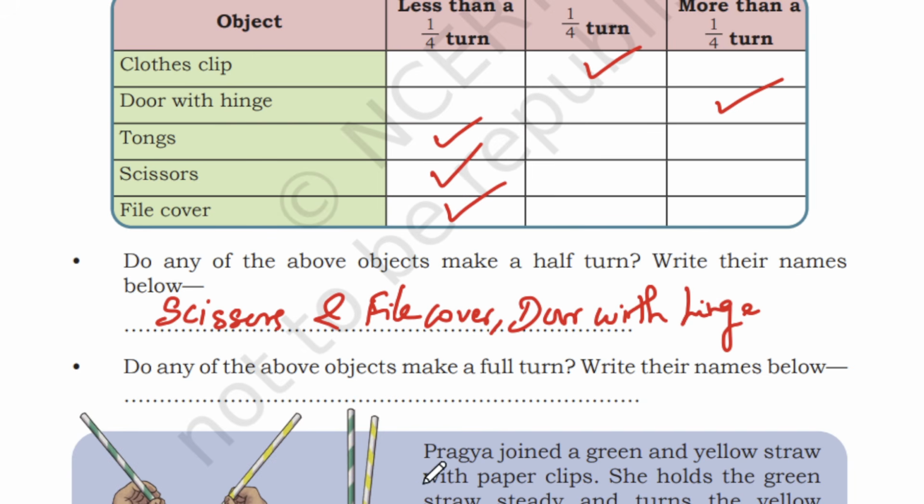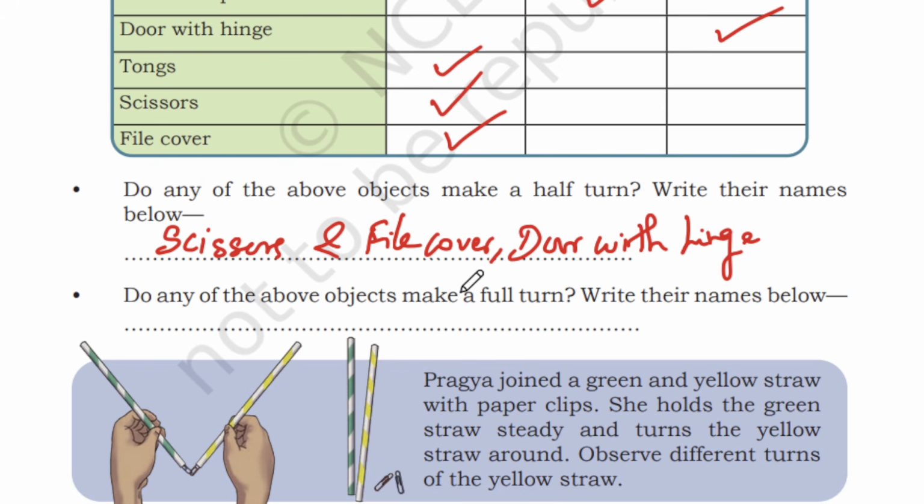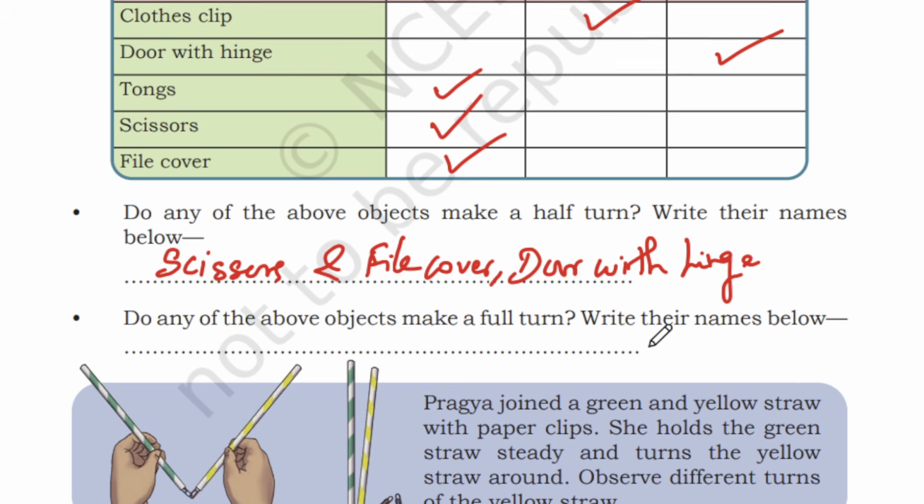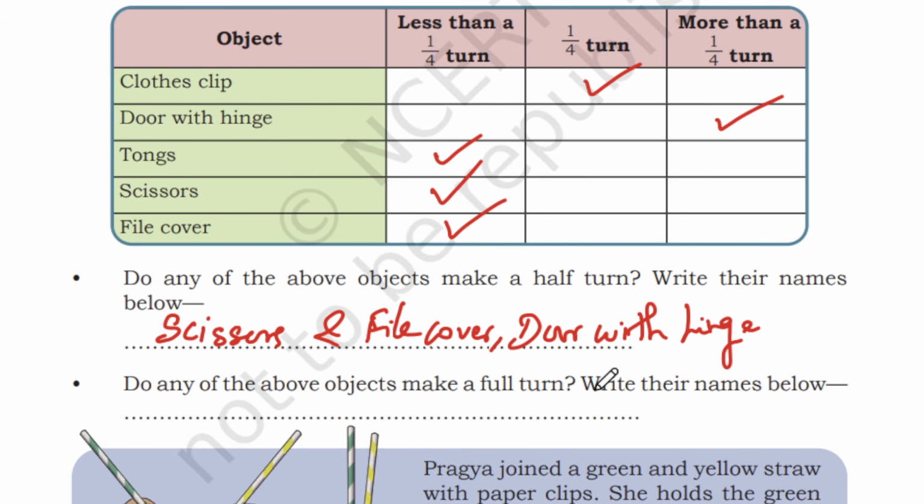Okay. Next. Do any of the objects make a full turn? Write their names. Sometimes the door hinge, if they are having a door which can open from both inside and outside, and some doors now, we have a lot of design doors that you can make a turn of the doors. So that time door with a hinge will make a full turn. So you can write door with hinge.